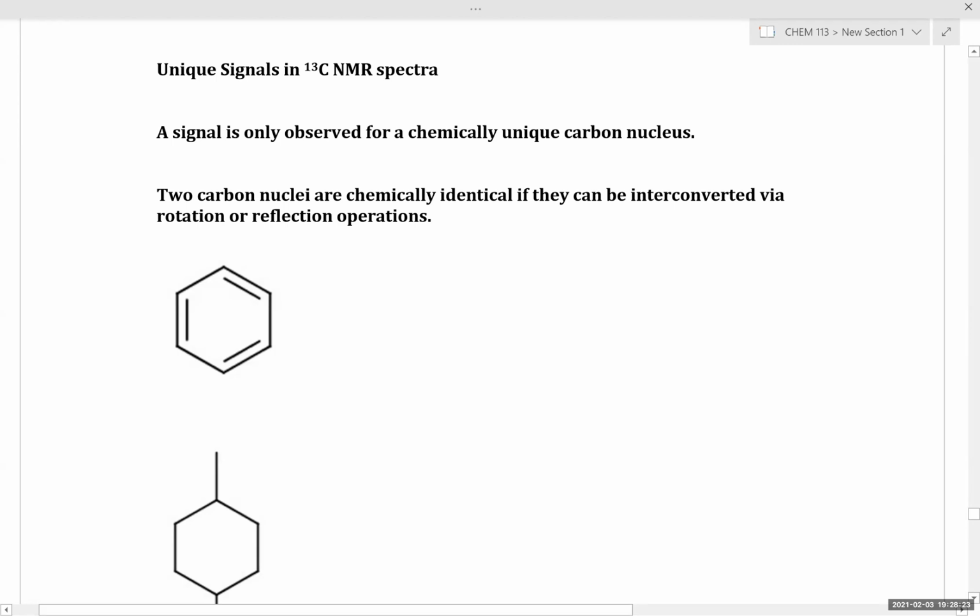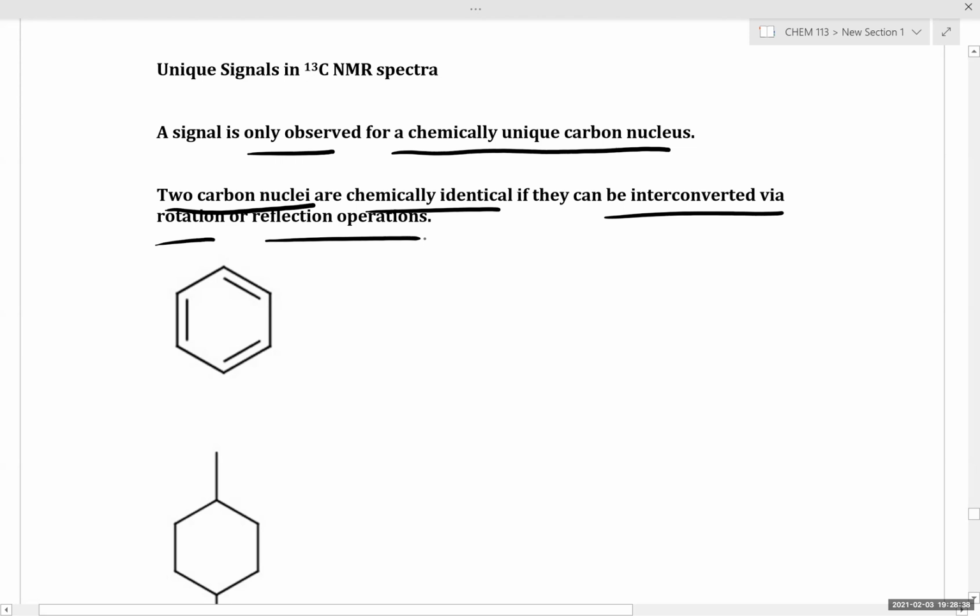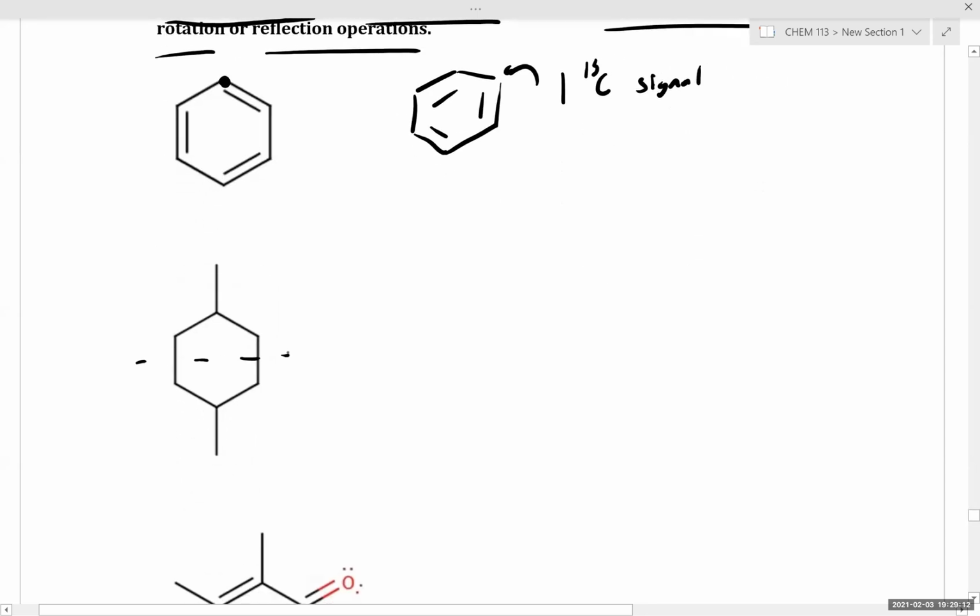Now, the idea of chemically unique signals is very important for carbon NMR. A signal is only observed for a chemically unique carbon nucleus. And two carbon nuclei are chemically identical if they can be interconverted via rotation or reflection, right? So benzene, even if I were to label this one carbon, even if I were to tell you, okay, that is the carbon we're going to look at, and I draw this new structure, I've rotated my benzene ring. Can you tell the difference between any of these 6 carbons? Or are these 6 carbons chemically identical? They're identical, exactly right. So we'd only see one carbon-13 signal. Likewise, if you have the following molecule that is doubly symmetrical, how many signals would you expect to see?